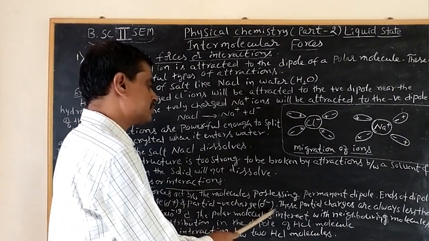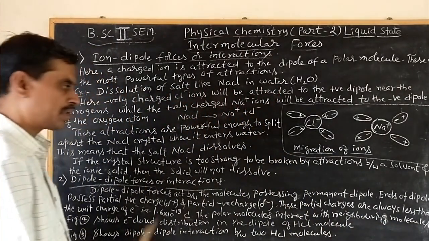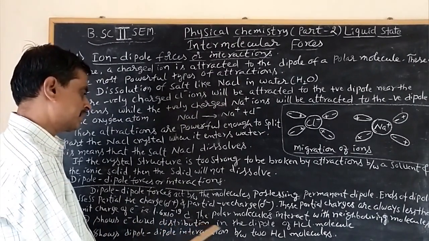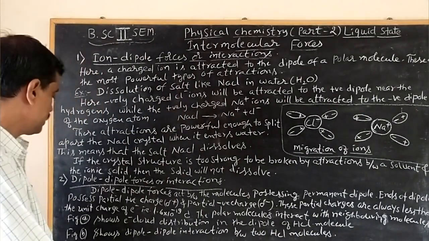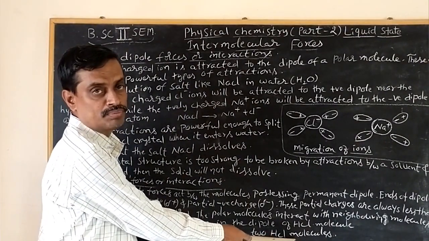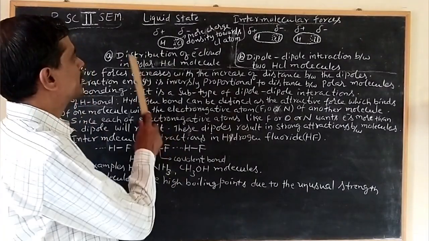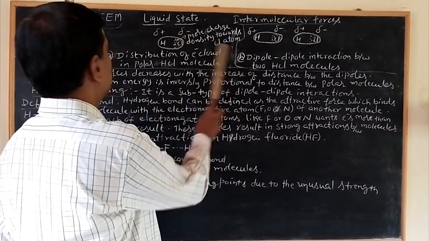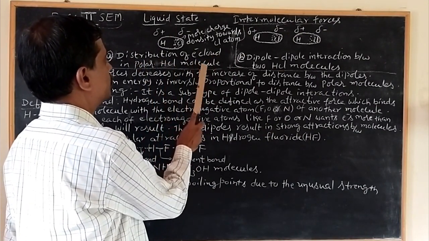The polar molecules interact with the neighboring molecules. I will draw the diagram afterwards. Figure A shows electron cloud distribution in the dipole of the HCl molecule. Figure B shows dipole-dipole interactions between two HCl molecules. So in the second case, dipole-dipole forces, we have two cases, A and B. This figure A indicates the distribution of electron cloud in polar HCl molecule.